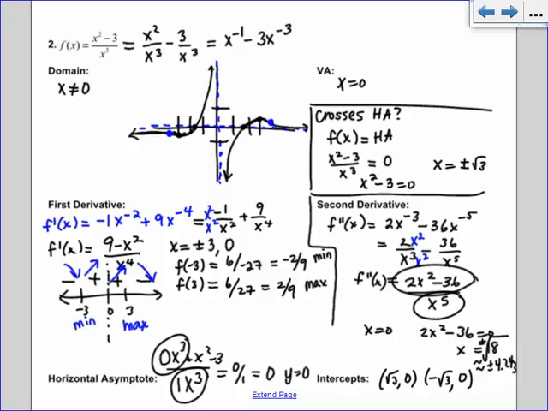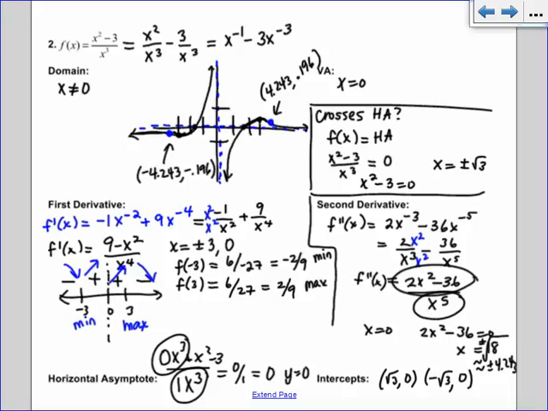So if you plug that into the original, what do we get? I get 0.196. So my points of inflection, those occur at 4.243, comma 0.196. And then the other one occurs at negative 4.243. And if you plug that one in, you actually get negative 0.196 because it's an odd function, right?